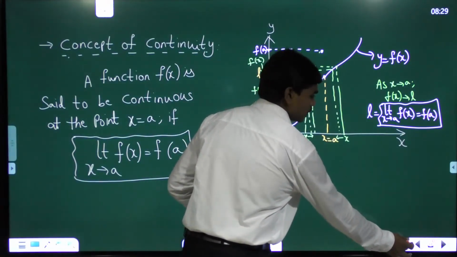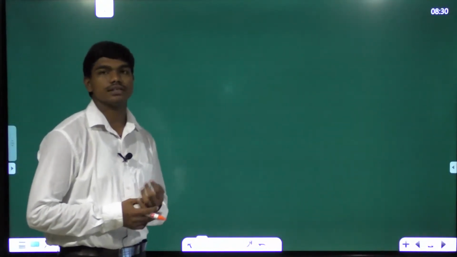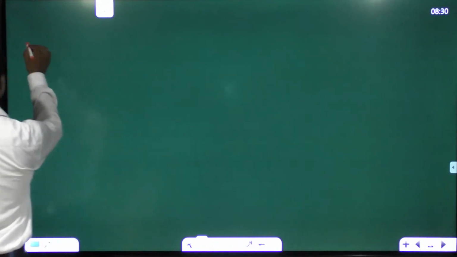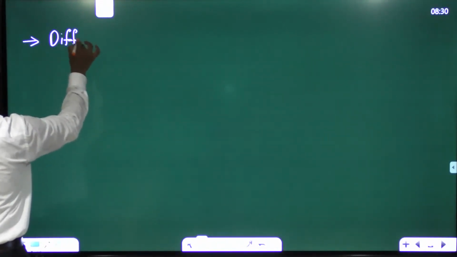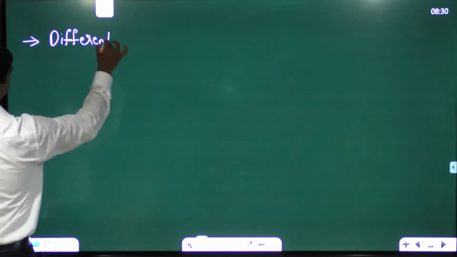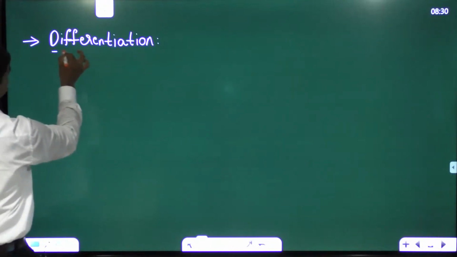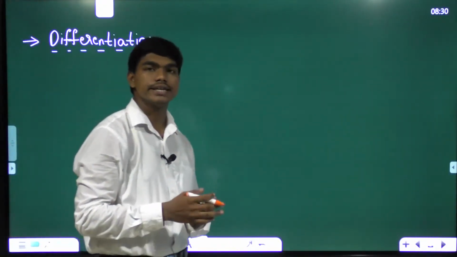Okay. So we have seen the mathematical condition needed for the continuity of a function at a given point. Now, at this moment, we consider differentiation, basically the art of finding derivatives.